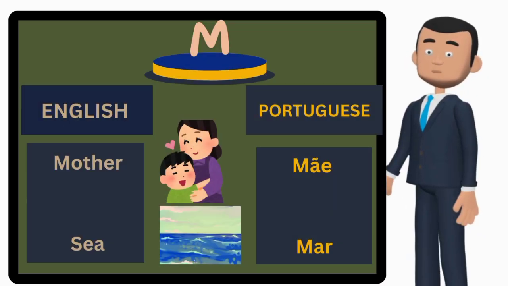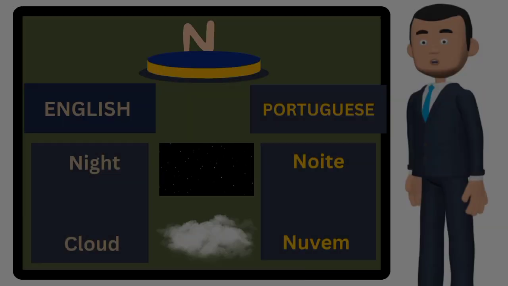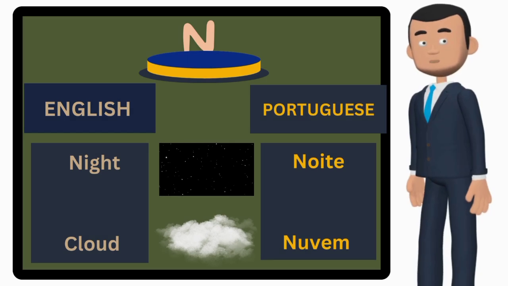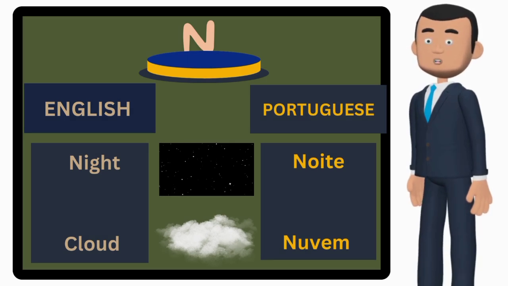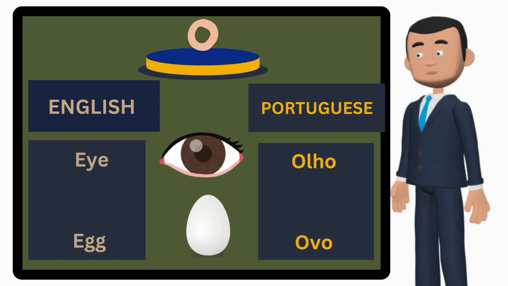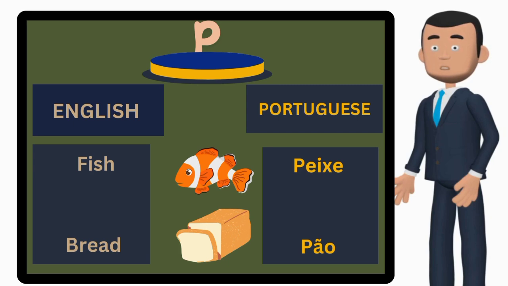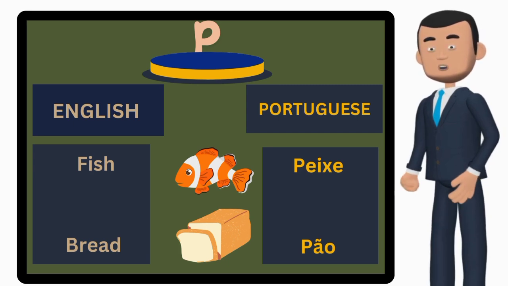M. Example: mãe, mother; mar, sea. N. Example: noite, night; nuvem, cloud. O. Example: olho, eye; ovo, egg. P. Example: peixe, fish; pão, bread.